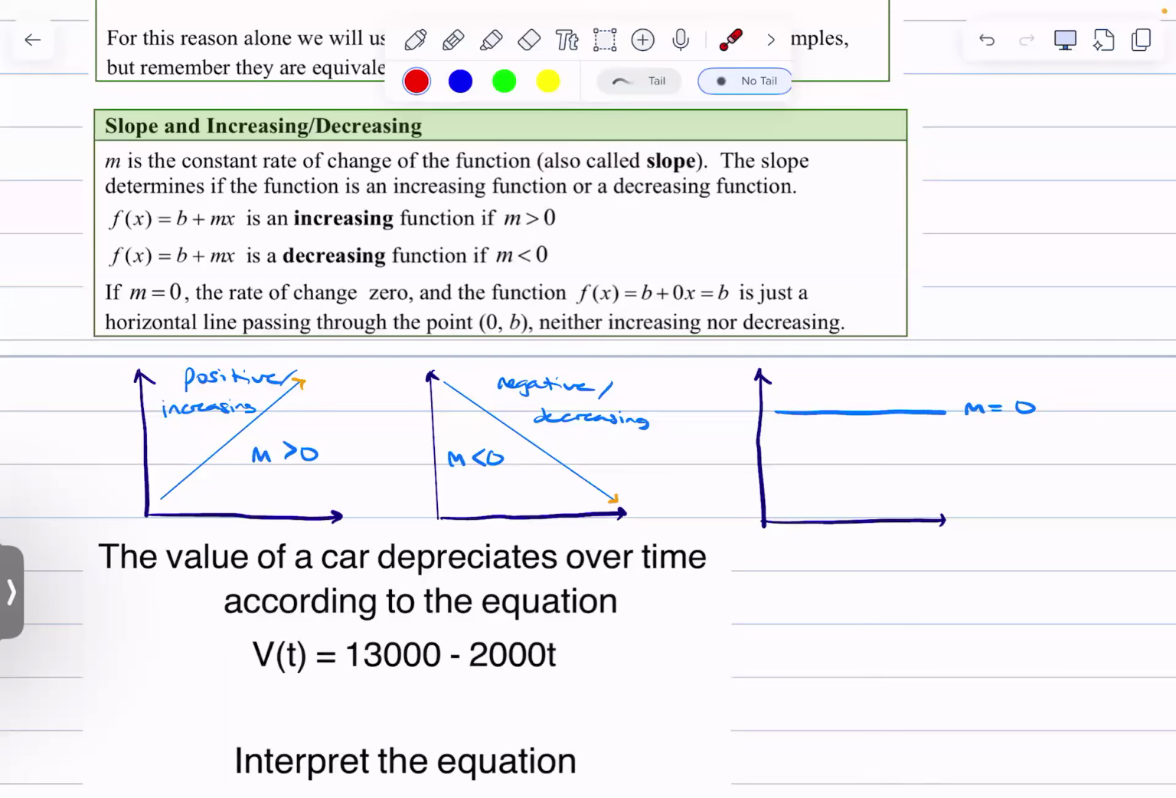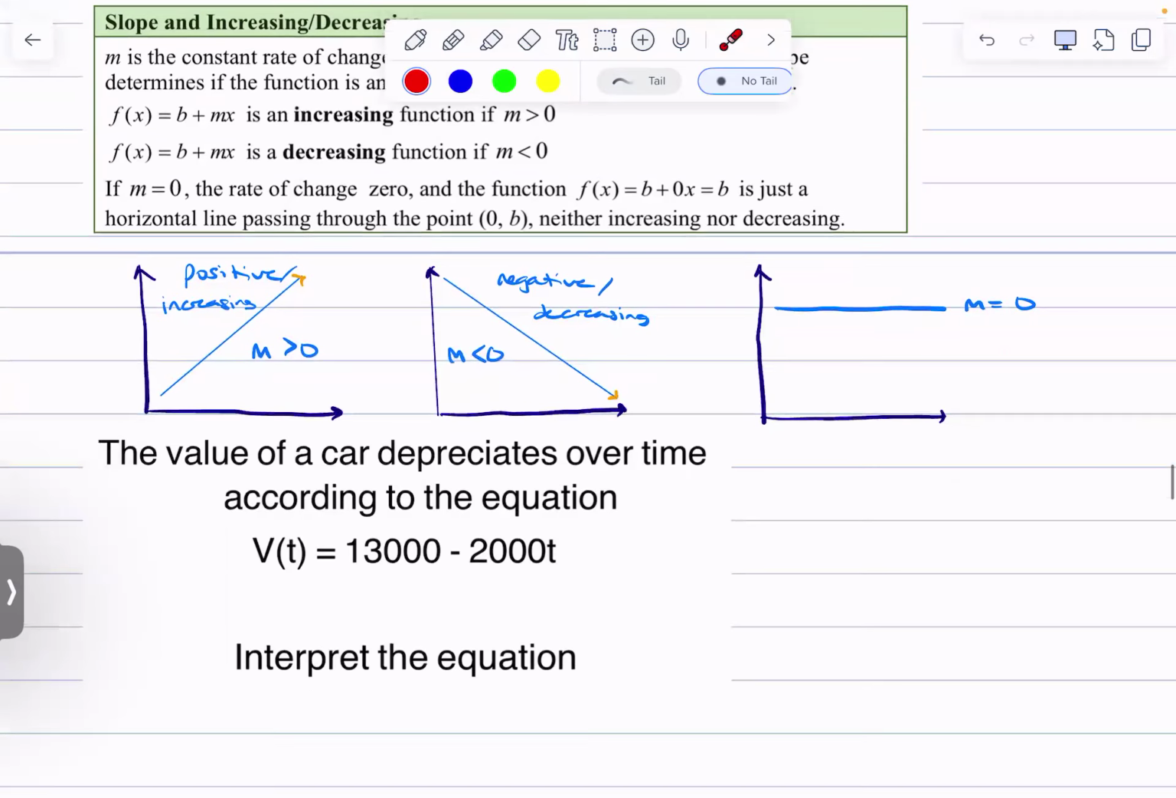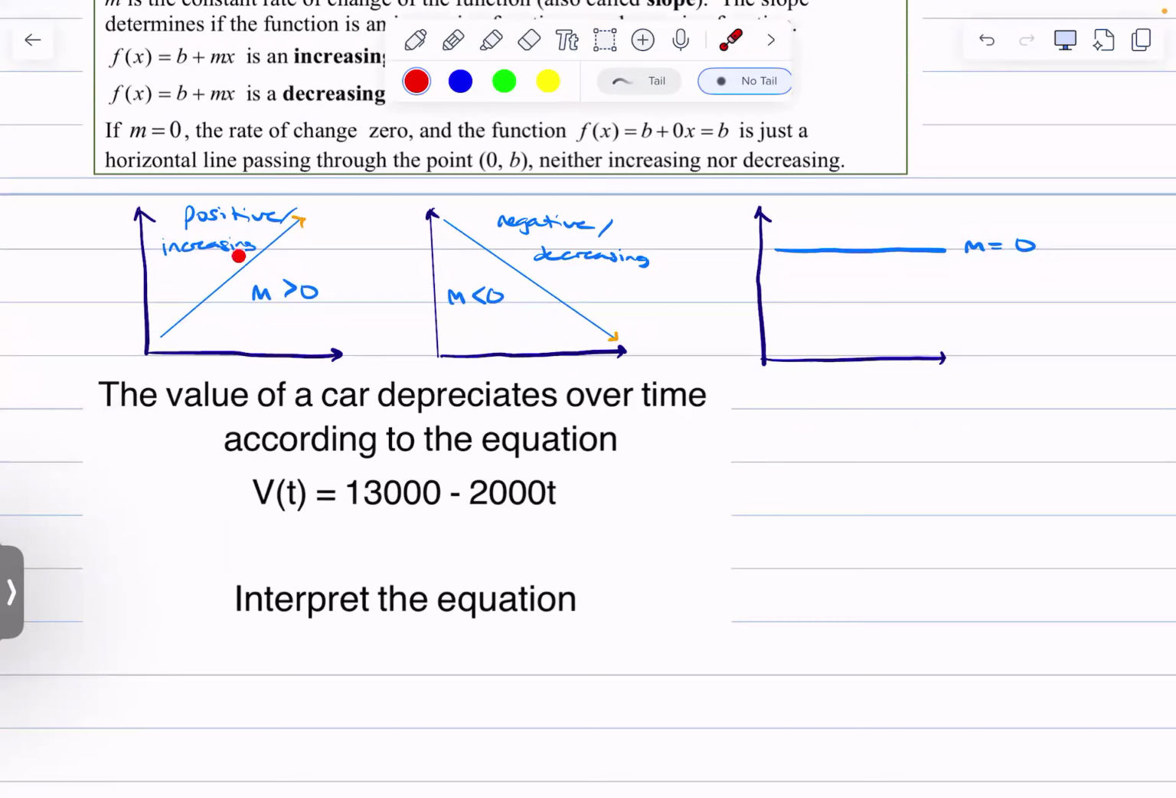But that's a special case where the slope is 0. And at the slope of 0, it's neither increasing nor decreasing, it's not doing anything. Okay. In terms of visualizing our lines, knowing if the slope is positive, that it's going to be going up, up, up, and knowing if it's negative, that it should be going down, down, down, that'll help us visualize the problem.